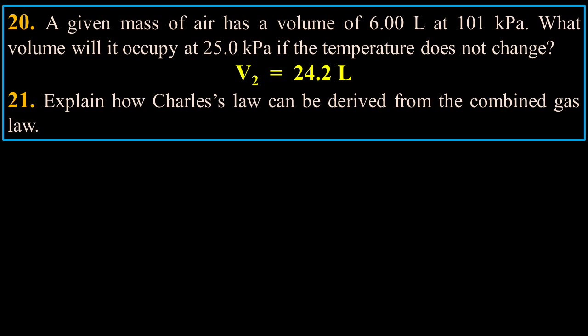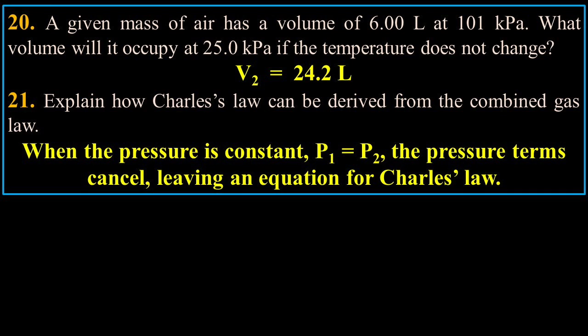So the answer for V2 is 24.2 liters. Explain how Charles' law can be derived from the combined gas law. Well, P1V1 over T1 equals P2V2 over T2, and you hold pressure constant. Let's say pressure is the same on both sides, so you can just cancel it, divide through by that pressure, and you come up with the equation. When the pressure is constant, the pressure terms cancel, leaving an equation for Charles' law.